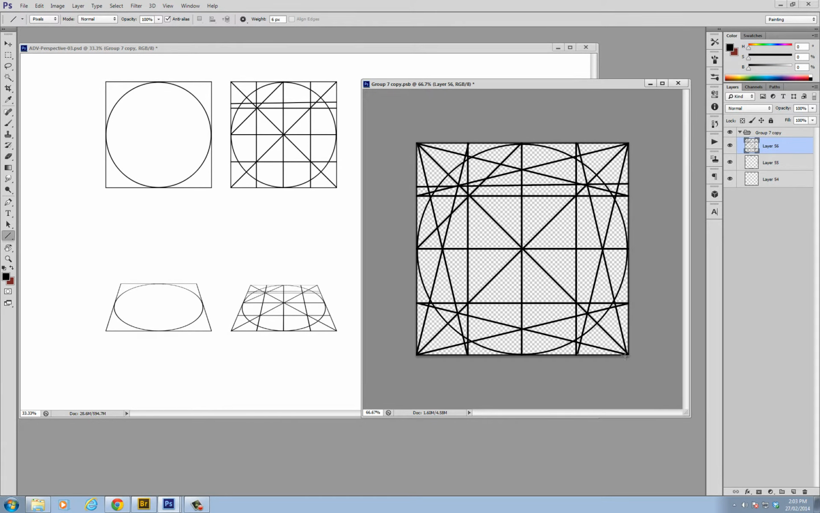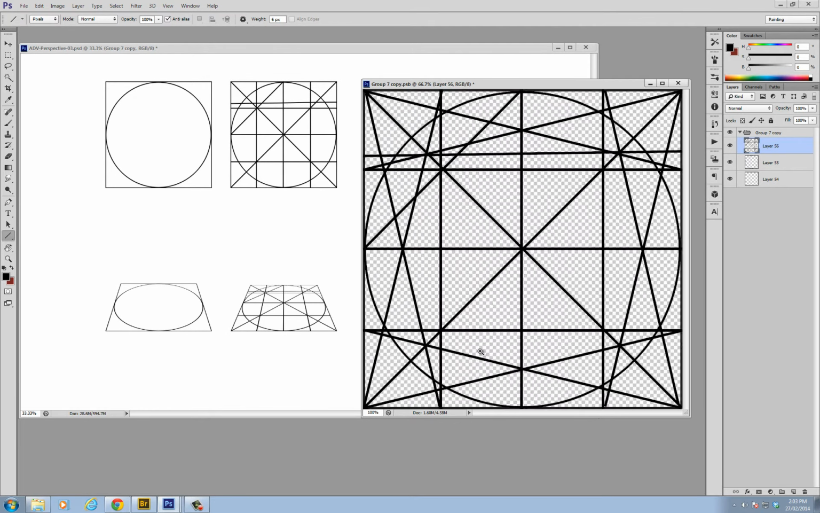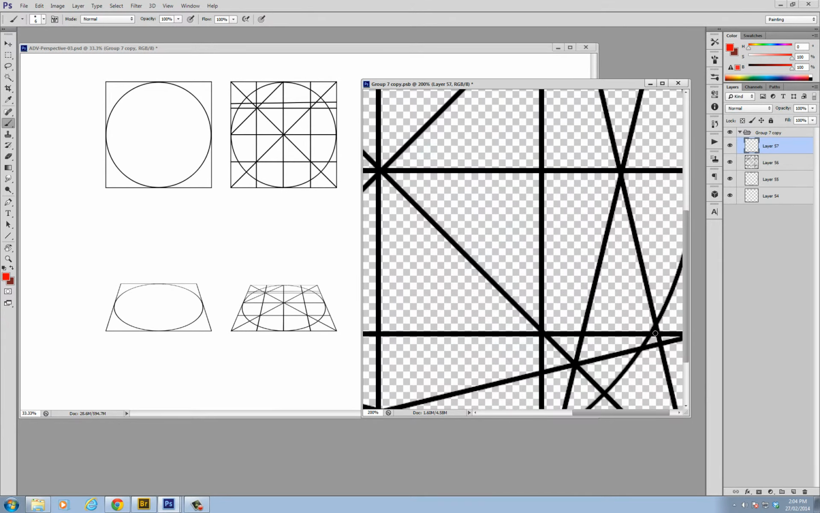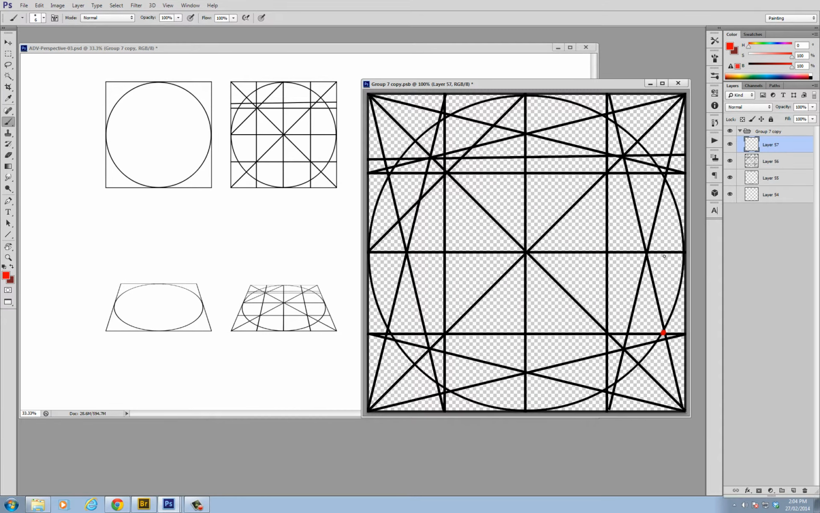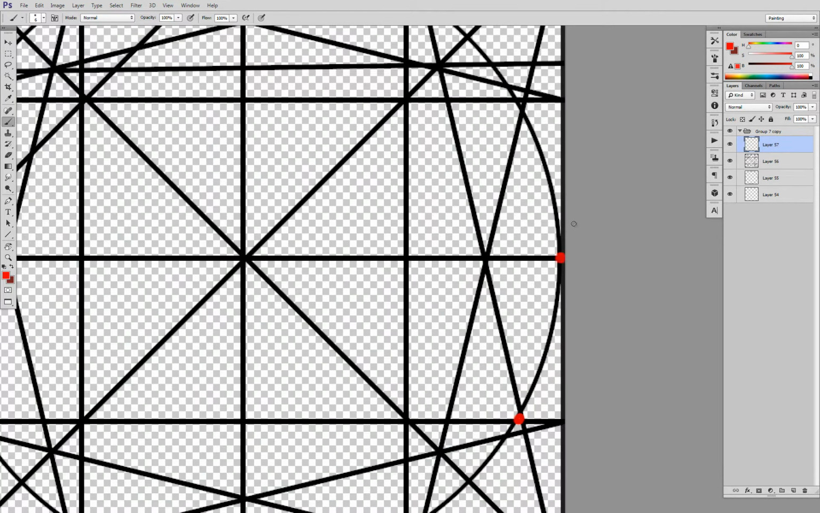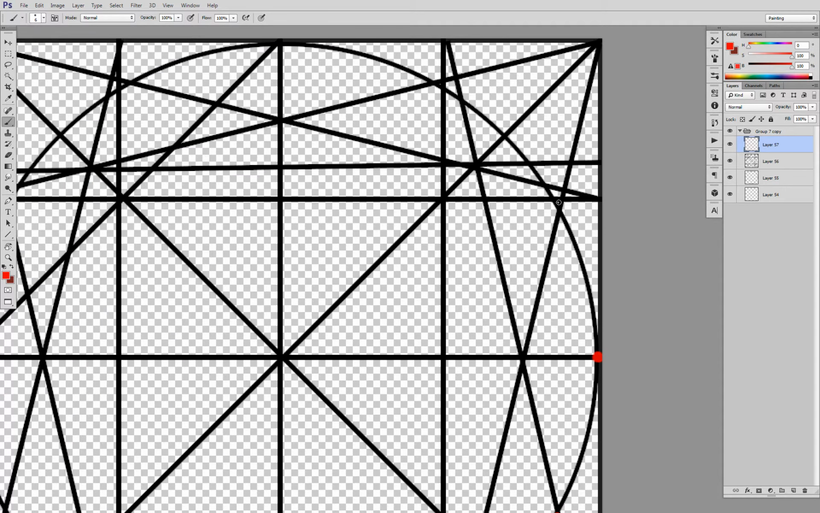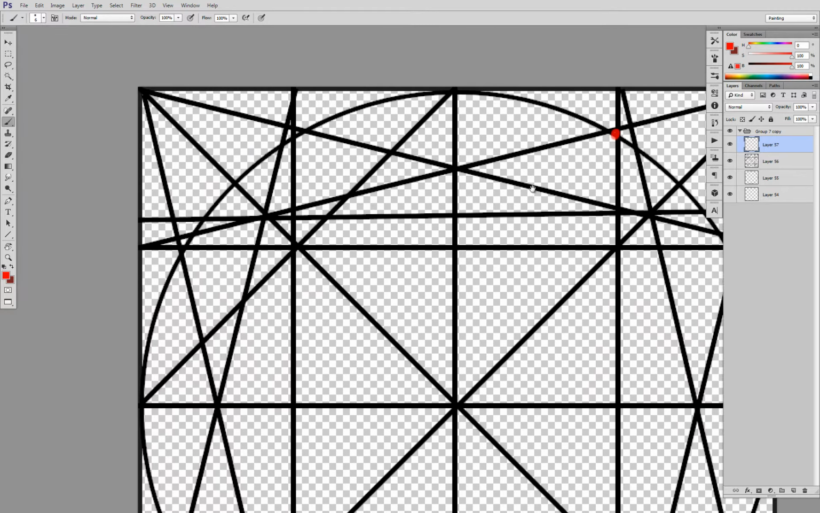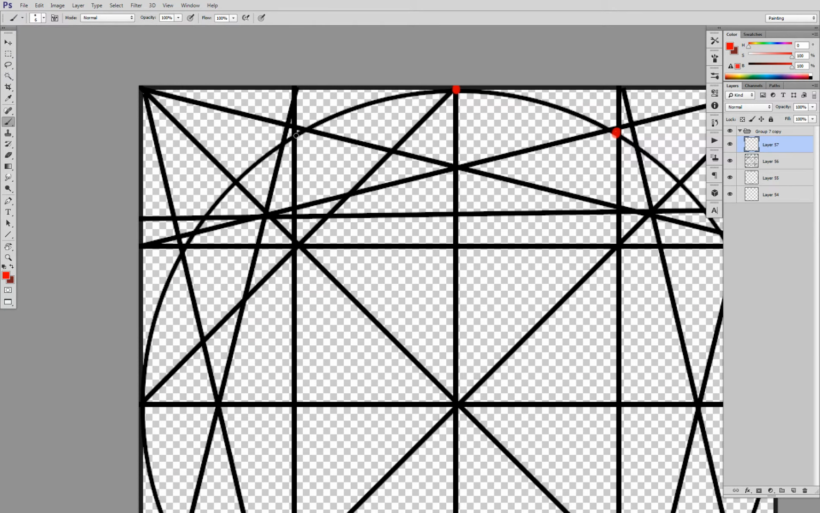And doing this gives us a few points which really help to define where this circle is going to cross over. And again, as always, there might be a slight messiness to it just because of the nature of the size of the lines and stuff.